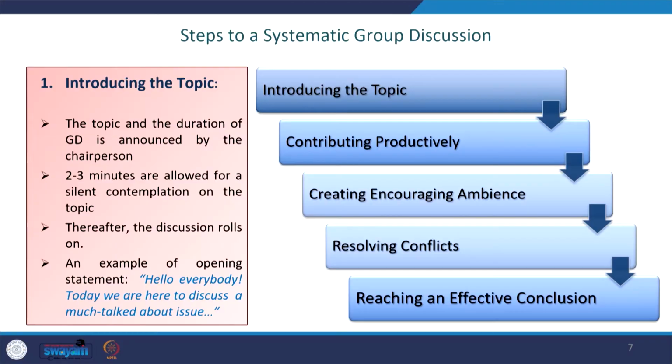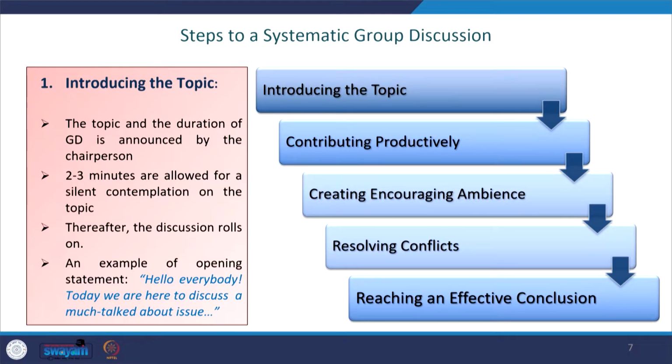So, what are the systematic steps to introduce the topic? Fine. In most of the GDs you can find either a case GD or a topic GD; it varies from organization to organization and institution to institution. So, first the topic is introduced, and then another step is to contribute creatively or productively and to create a sort of encouraging ambience or an encouraging atmosphere.